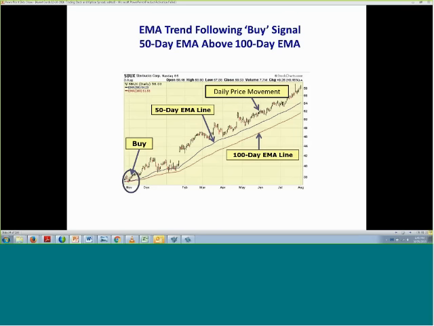And here's an example of a buy signal with the 50 and 100-day EMA system. This is a daily price chart for Starbucks. The red and black vertical lines are the daily price movement. The blue line here is the 50-day EMA. The red line is the 100-day EMA. So we can see back in November, the blue line crossed above the red line, and Starbucks was on a buy signal. And as long as the 50-day EMA is above the 100-day EMA, then the stock remains on a buy signal.